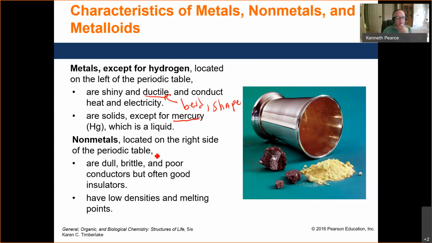All right. Now, nonmetals, of course, is where I showed you on the periodic table, but you can't bend them. That's what it means to be brittle. You can't bend or shape. And they don't conduct electricity very well. That's what it means to be an insulator, it does not conduct electricity.